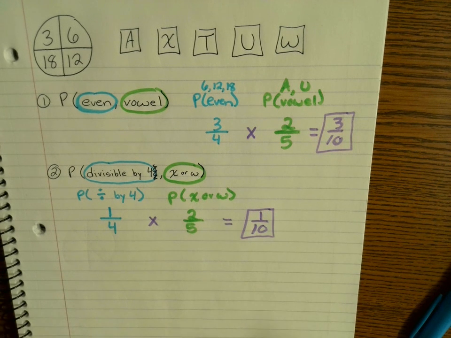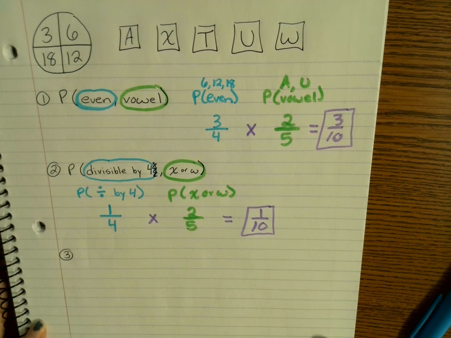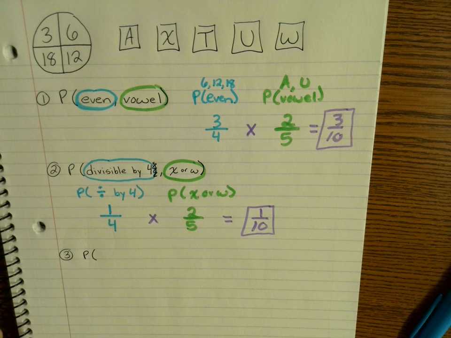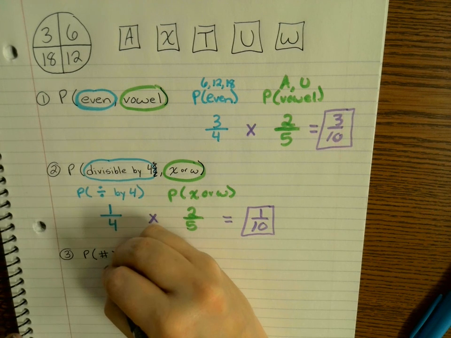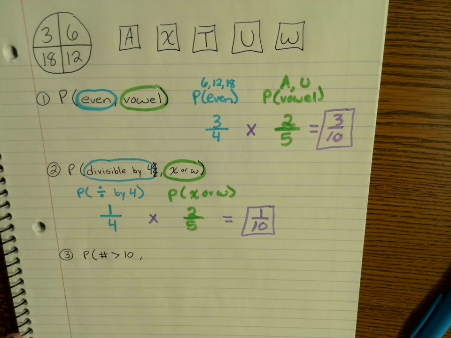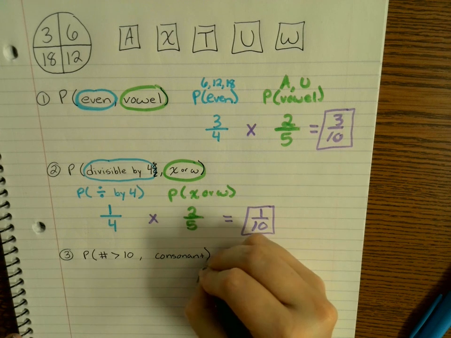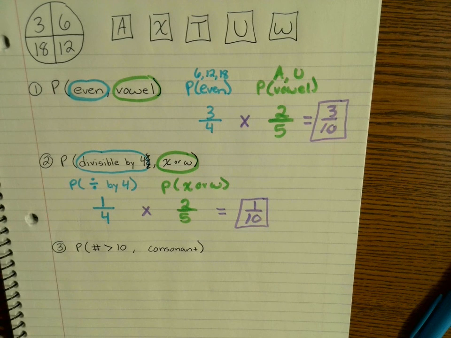Okay, let's try another one. Let's go ahead and do the probability that we're going to have a number greater than 10 and that we're going to choose a consonant. I want a number greater than 10 and a consonant. I'm going to let you guys do this one on your own. A number greater than 10 and a consonant.